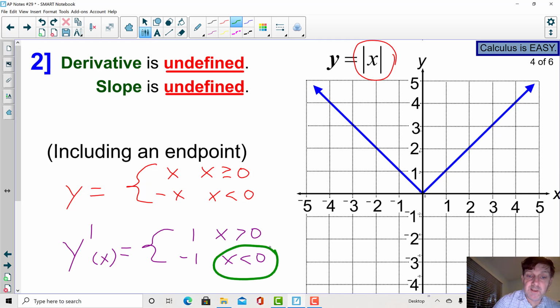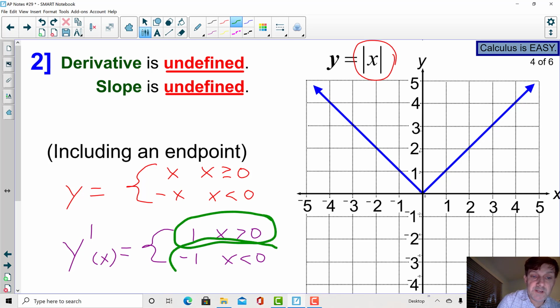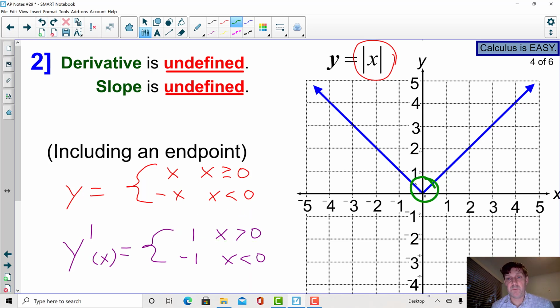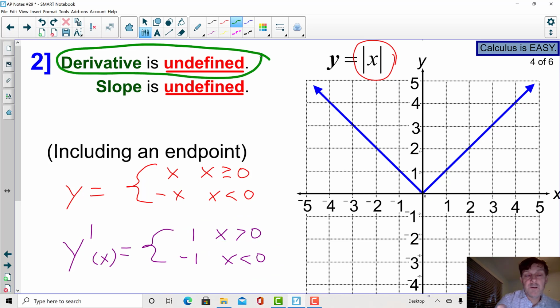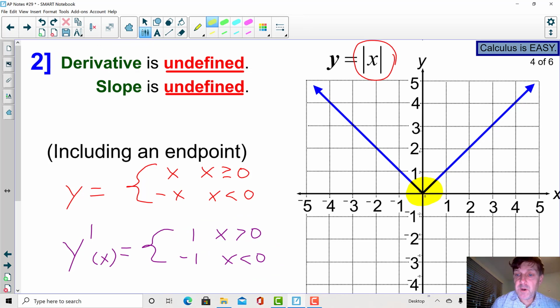When x is strictly less than 0, the slope here is negative 1. Now what is the derivative when x is equal to 0? Well, that's going to be undefined because the derivative is just a limit. And you can see the limit from the right is +1, the limit from the left is -1. That's not the same number, so that limit does not exist. So in this case, the derivative at x equals 0 does not exist. So the derivative would be undefined. So that means that at that spot, there could be a max or min.